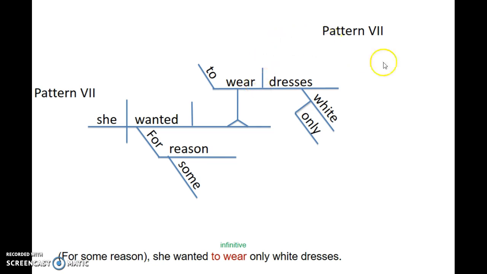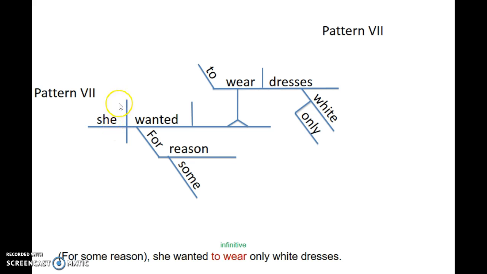what? Dresses is our direct object. Then we start just putting modifiers in. The dresses were white, so that is the adjective going below. Only is modifying white. It's an adverb, so we put it on that hook structure. And then for some reason is answering why, so that goes below the verb.